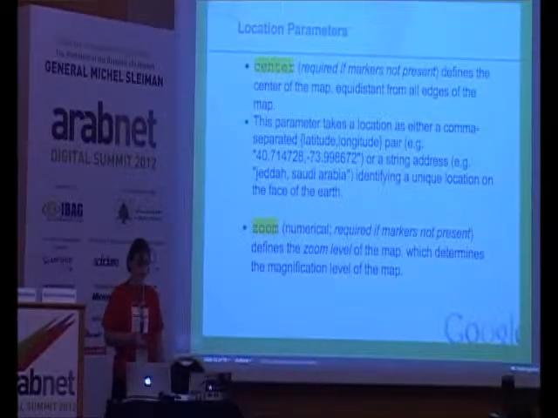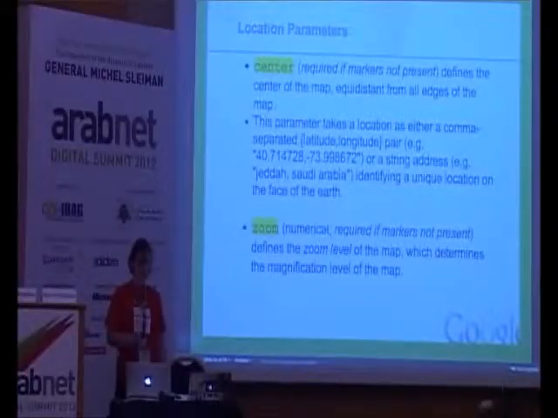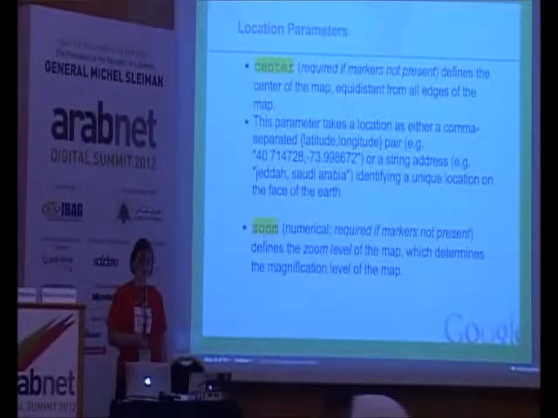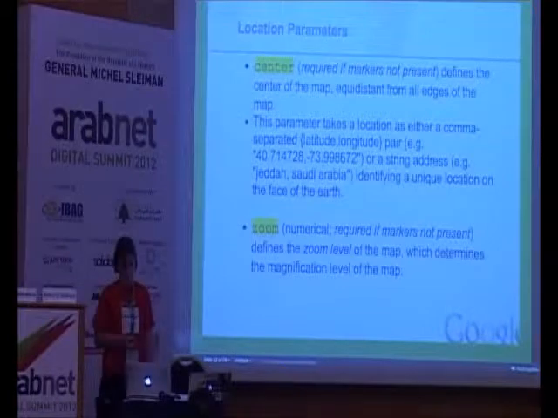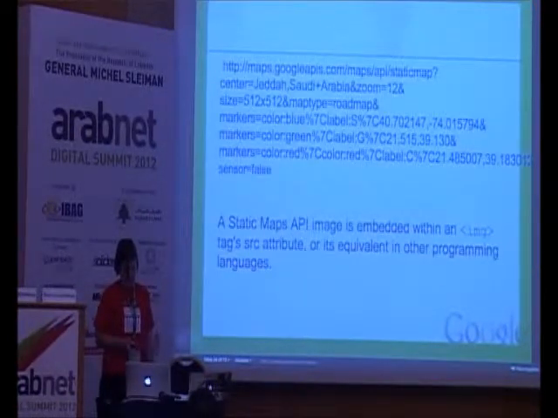Another usually required parameter is the zoom level. So that determines how detailed the map information is. So if we just go back to our URL a couple of slides back, the zoom level here is 12.